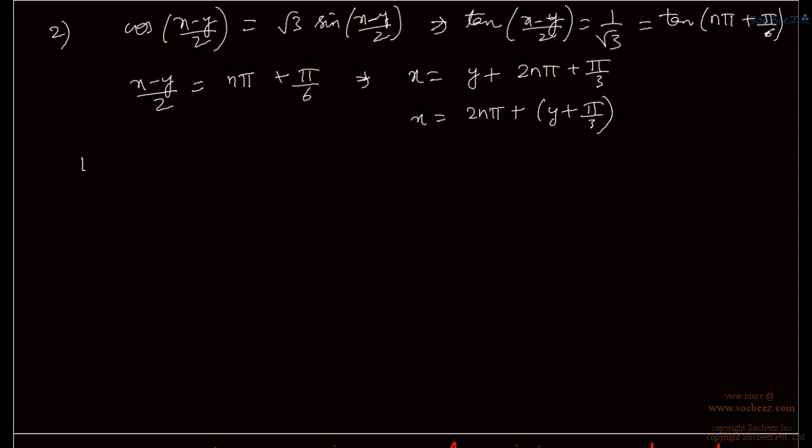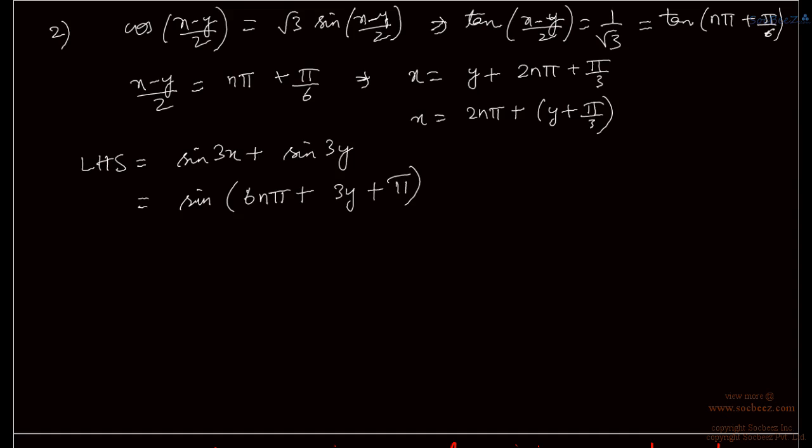So now let's look at the LHS. Sin 3x plus sin 3y. So my x is 2n pi plus y plus pi by 3. So what is 3x? 3x is 3 into 2n pi, that is 6n pi, plus 3y, plus 3 into pi by 3, so that is pi, right? Plus sin 3y. 6n pi is just an addition of 2n pi, so that part cancels. It's 3y plus pi.